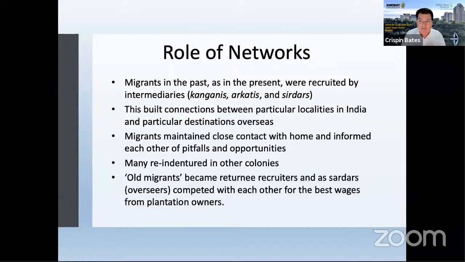And these migrants maintained communication with their districts or villages of origin, not only through letters, but also through people returning home after 3 years, often then to recruit others and re-engage and travel once again to other colonies. A fascinating part these networks played was in providing information to migrants about where the best opportunities lay. Armed with this information, people would sometimes choose to re-indenture in other colonies, where the pay might be better or where there were offers of free grants of land, rather than return to India. Most old migrants became returnee recruiters, and sardars or overseers competed with each other for the best wages from plantation owners. So these networks that were established after 1857 are crucial in explaining the nature of migration flows.